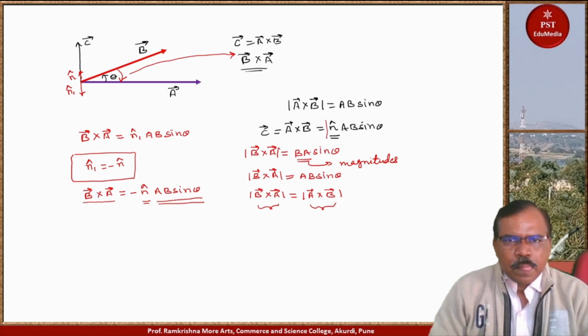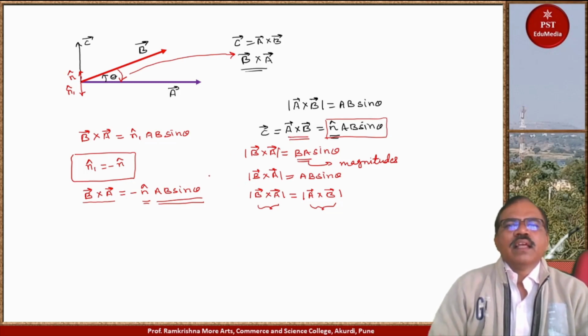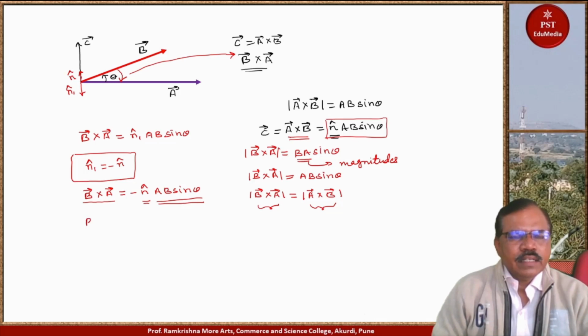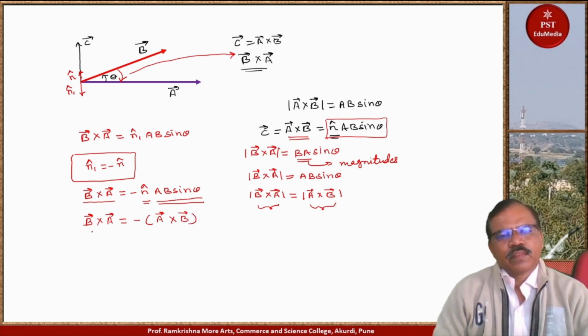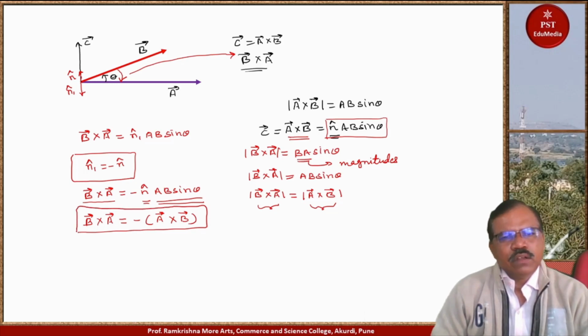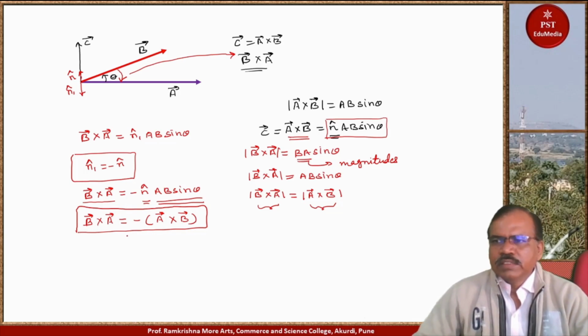And we know this unit vector n into AB sin theta is A cross B. So we can write B cross A is equal to minus A cross B. So in this way we take directions, and it is a vector product.